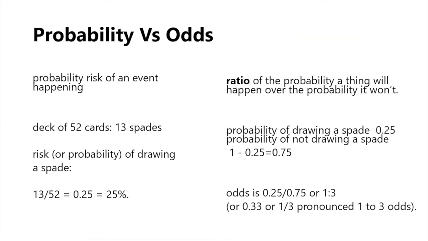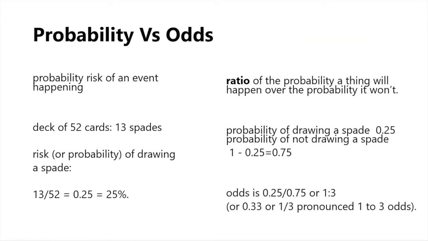Well, it's very simple. We have 52 cards in a deck and there are 13 spades. Let's leave the jokers out. So the probability of drawing a spade is 25% or 1 in 4, okay? But what are the odds?